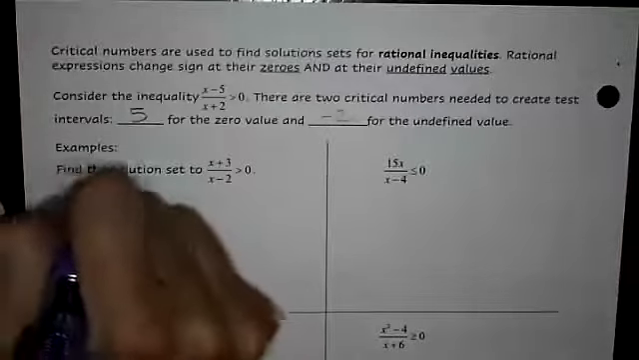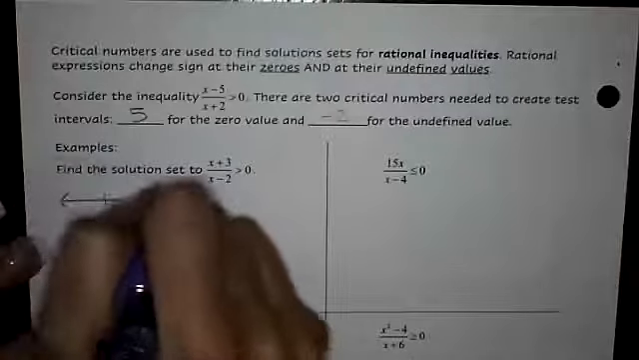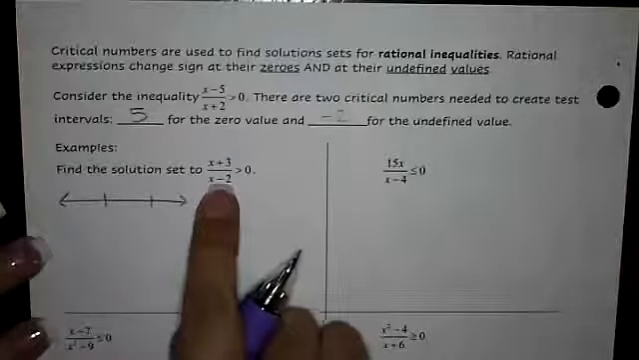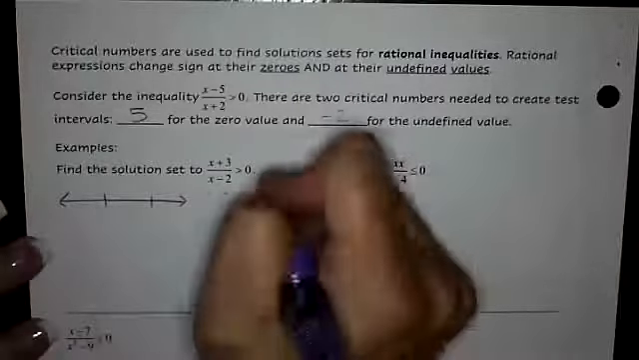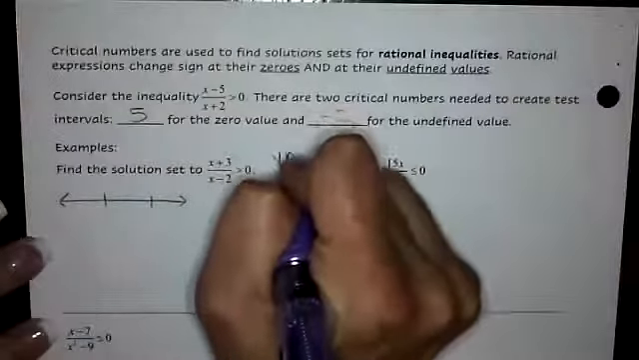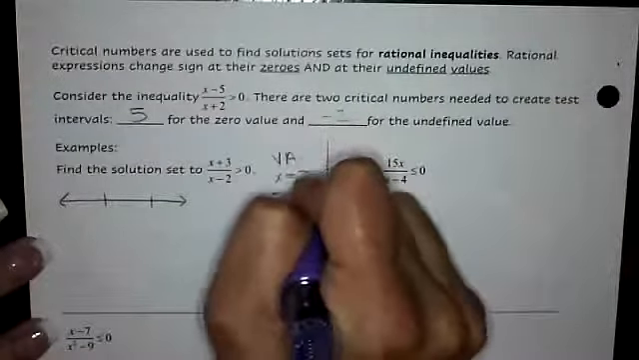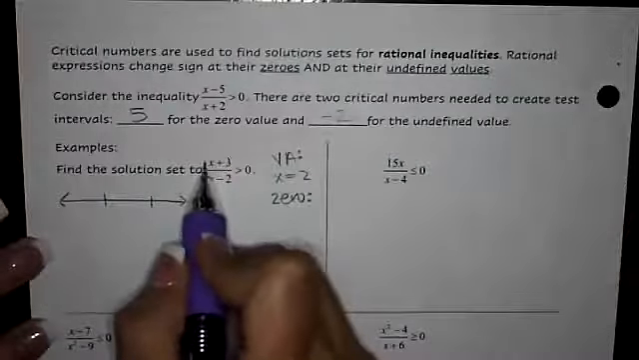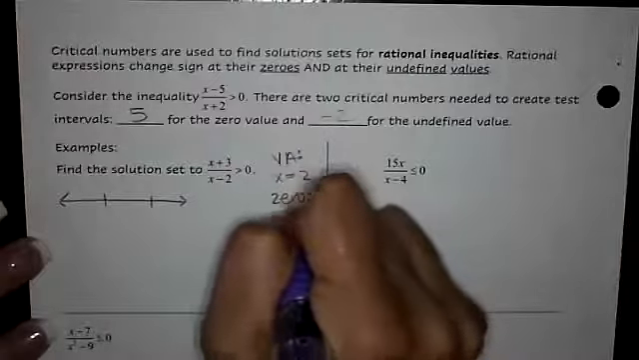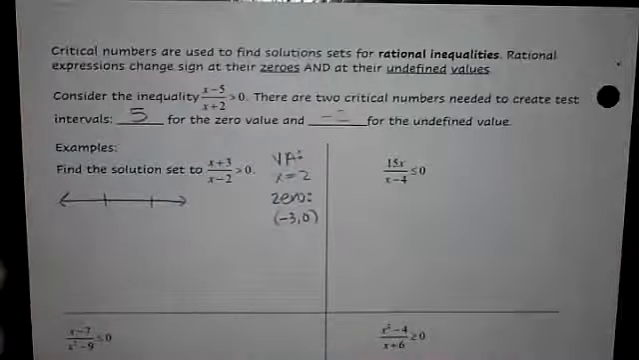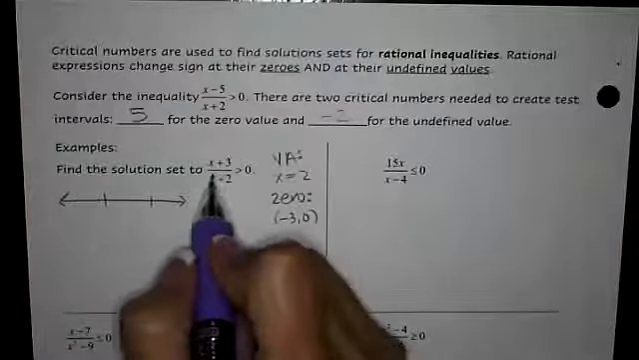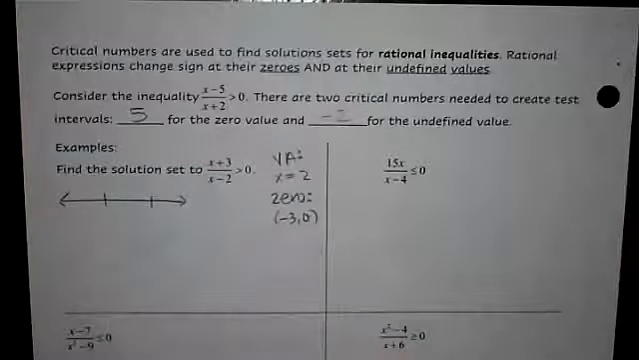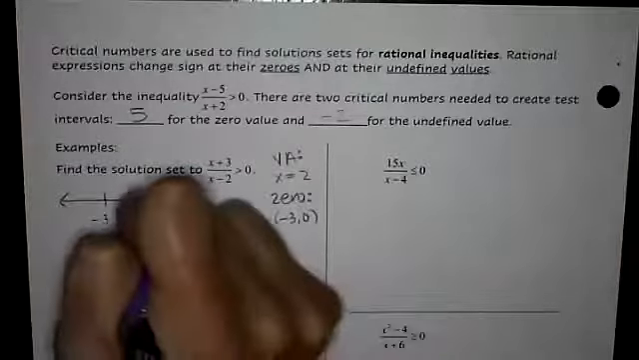So we need to make a number line here for our critical points. The first critical point is whatever makes that denominator 0. So 2 minus 2 makes it 0. So that's one of my critical points, the vertical asymptote. And then I'm looking for the 0. And that's whatever makes my numerator 0. So that's -3. That's that x-intercept. So our x-intercept is whatever makes our numerator 0. Our vertical asymptote is whatever makes the denominator 0. So now we've got -3 and 2.